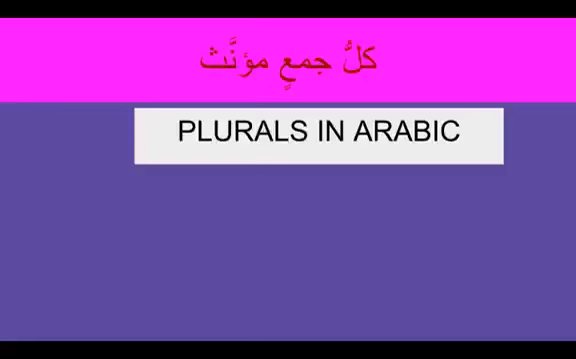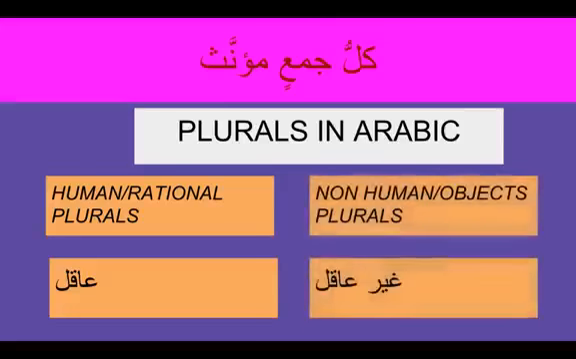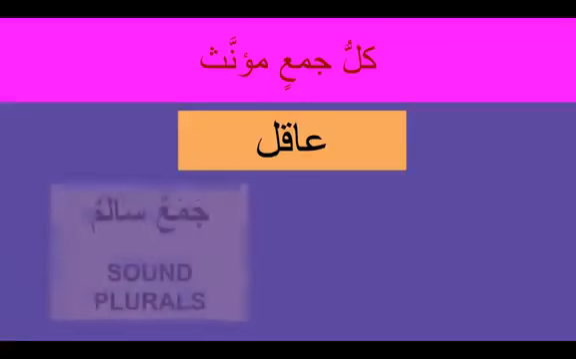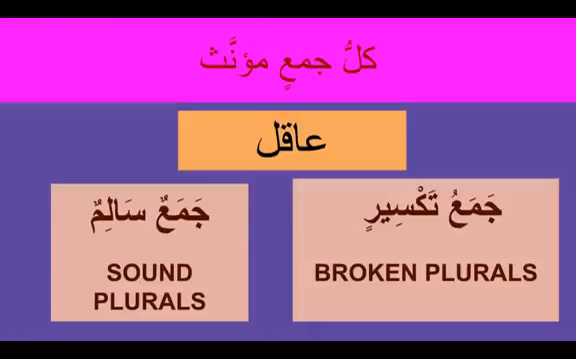So just a quick revision before we proceed: plurals in Arabic can be classified as aqil plurals, the human or rational beings, or ghair aqil, meaning non-human or any inanimate objects, or anything having no intelligence. We did aqil, which can be two types: jam'u salim, sound plurals where the word is retained in its original form, and jam'u taksir, broken plurals, where we break the original pattern of the word.